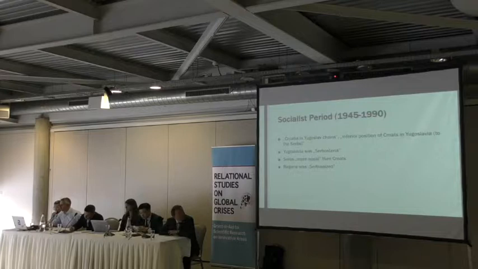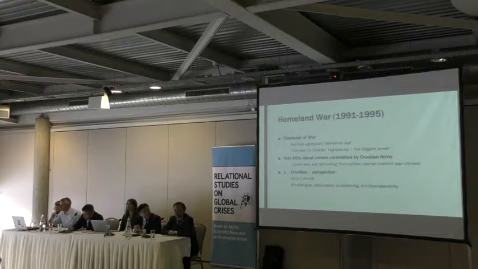Also during the socialist period, you can see the titles in the textbooks in elementary and secondary school. Yugoslavia was Serboslavia, Serbs were more equal than Croats, the regime was Serbianized, and so on. And of course, the most sensitive topic is still the Homeland War, the character of the war. In Croatian textbooks, it's Serbian aggression. And when talking about the victims, there could only be Croatian victims and Serbian perpetrators, only one truth, only one perspective.